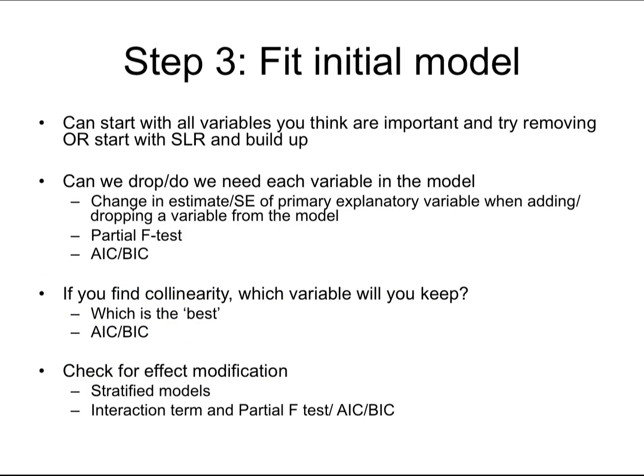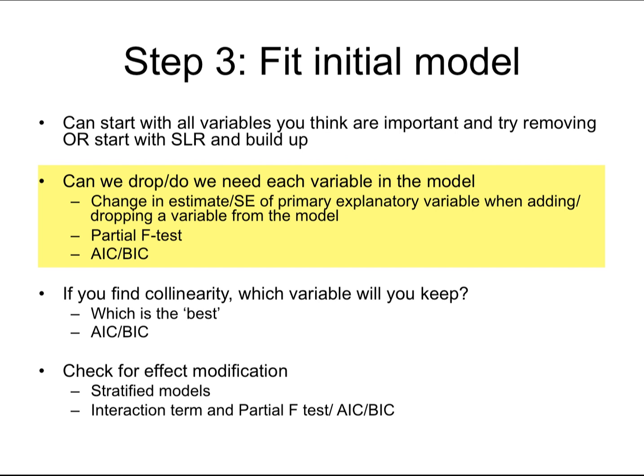The next step is to fit your initial model. You can either start with all your variables that you think are important and try removing these, or you can start with a simple linear model and build up. So as you follow this process with each variable, you're trying to determine if you should keep that variable in your model. So you're looking to see if there's a change in your primary x variable slope and its standard error to determine if it's a confounder, predictor, collinear, or none of these.